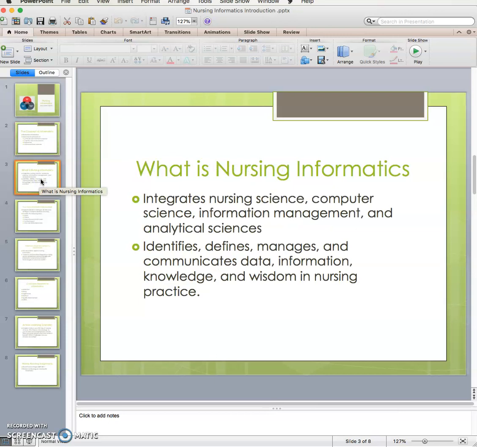So what is nursing informatics? The relationship between nursing and informatics is so critical that the American Nurses Association recognized nursing informatics as a specialty in 1992, and the American Nurses Credentialing Center, or ANCC, began offering board certification for nursing informatics in 1995. The American Nurses Association defines nursing informatics as a specialty that integrates nursing science with multiple information management and analytical sciences to identify, define, manage, and communicate data, information, knowledge, and wisdom in nursing practice.